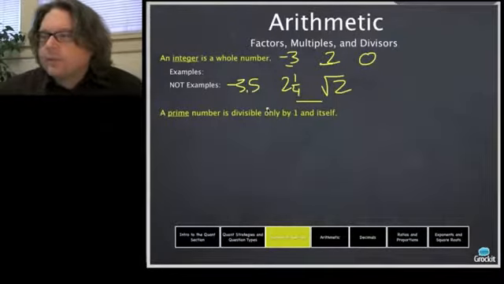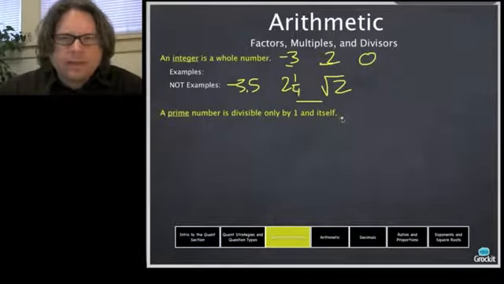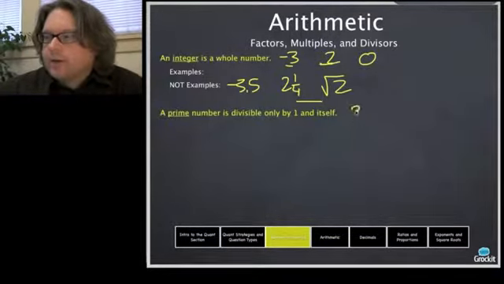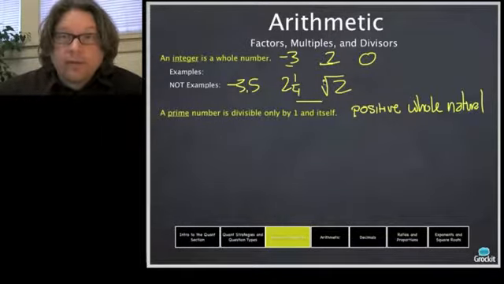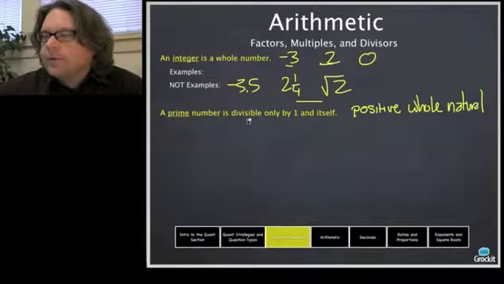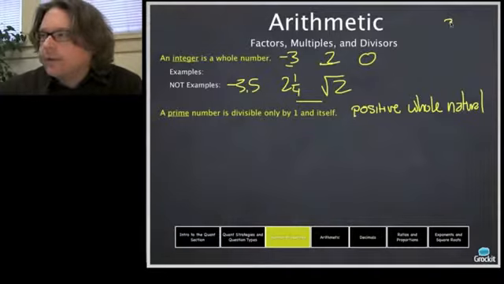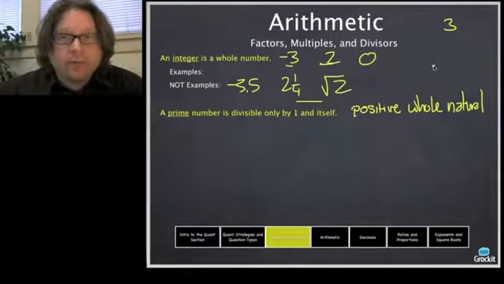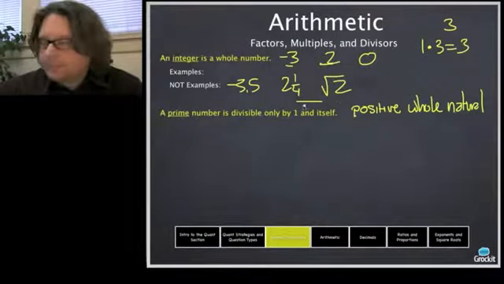A prime number is divisible only by 1 and itself. So that's the dictionary definition. And so they're always positive. They're always whole natural numbers. So they look like integers, but of course they're never negative. So they have two factors, okay, 1 and itself. So a prime number, for example, would be 3. The only two different numbers that you can multiply together to get 3 are 1 and 3. 1 times 3 equals 3. That's how you define a prime number.